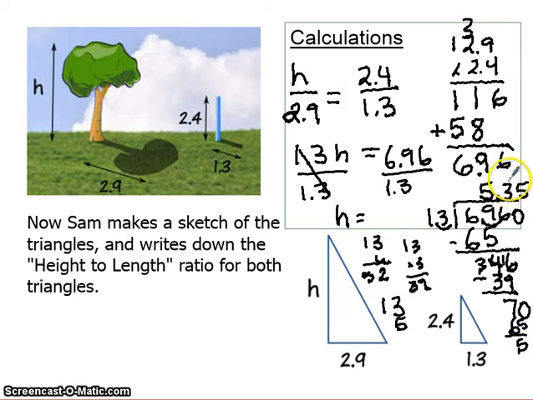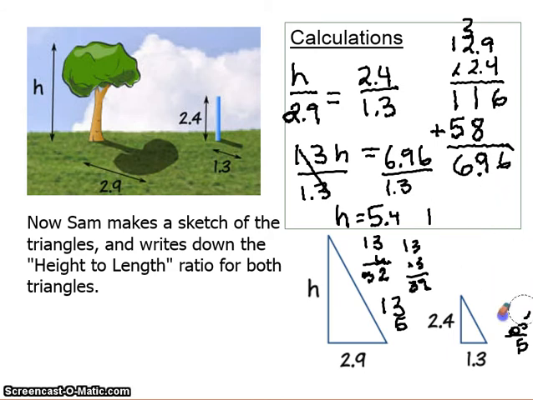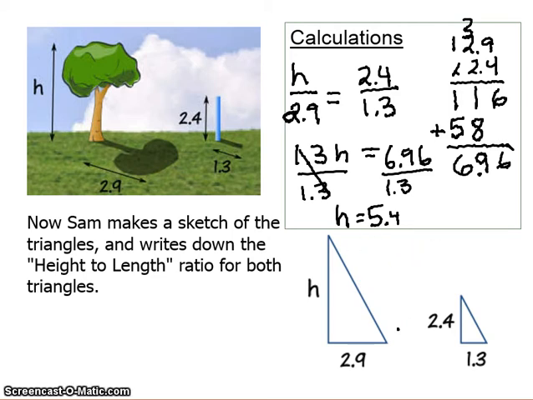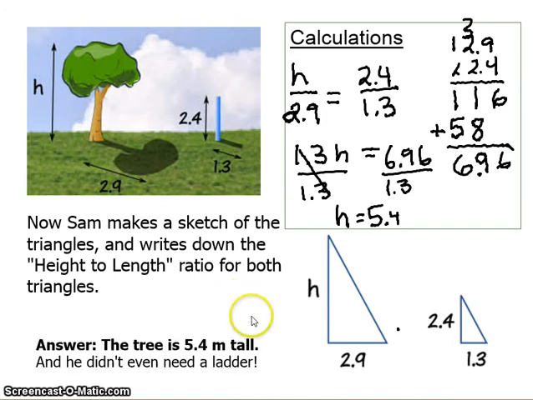Our answer then is going to be 5.4 because the 5 tells us to round here. So h equals 5.4. The height of the tree is 5.4. I'm going to erase some of this off of here just to keep it from looking so messy. Now let us check our answer, and that is correct. The tree is 5.4 meters tall, and Sam didn't even need a ladder.